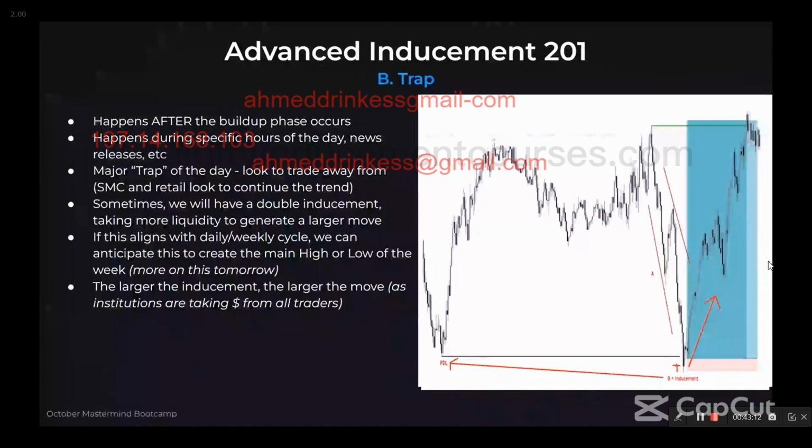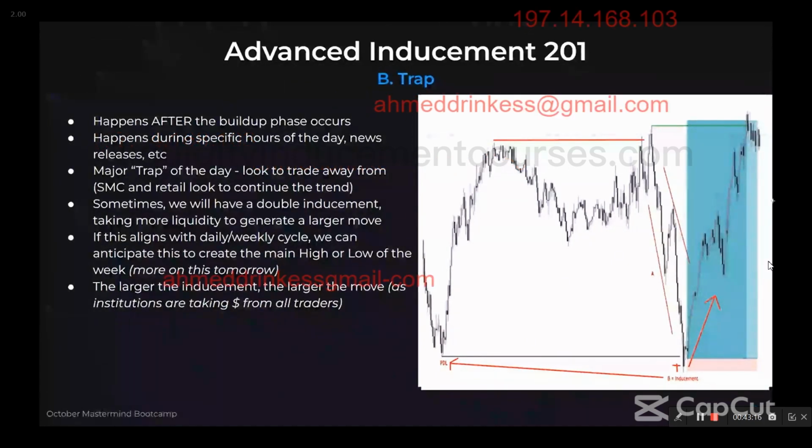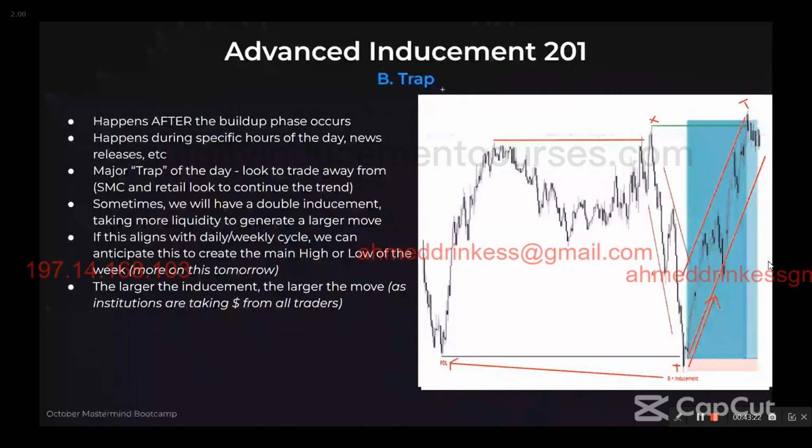Right? So take out a high, take out a low, then price continues to then take out a new high. Even over here, if this is your inducement, this is the trap, where's the buildup? Buildup is all over here. So it's always going to be the same on every signal.